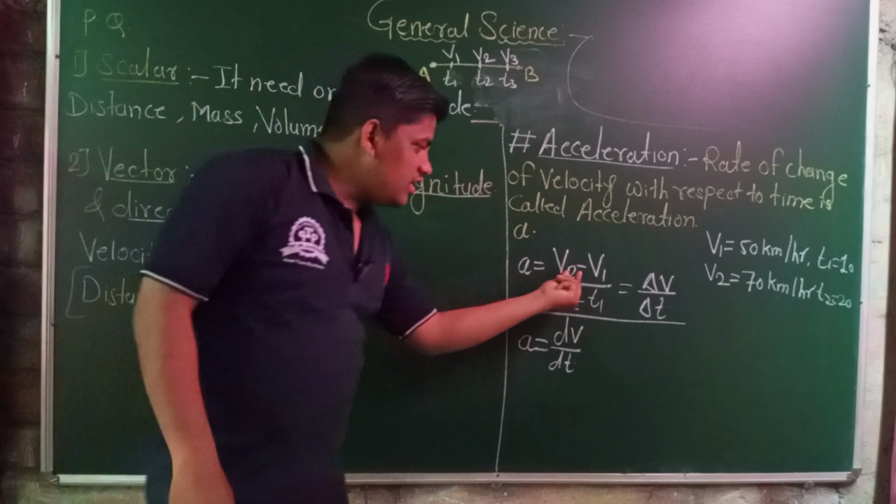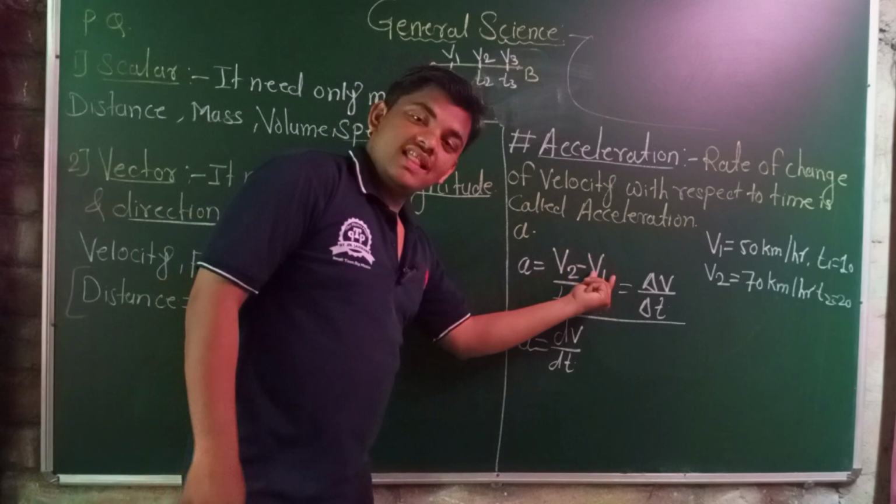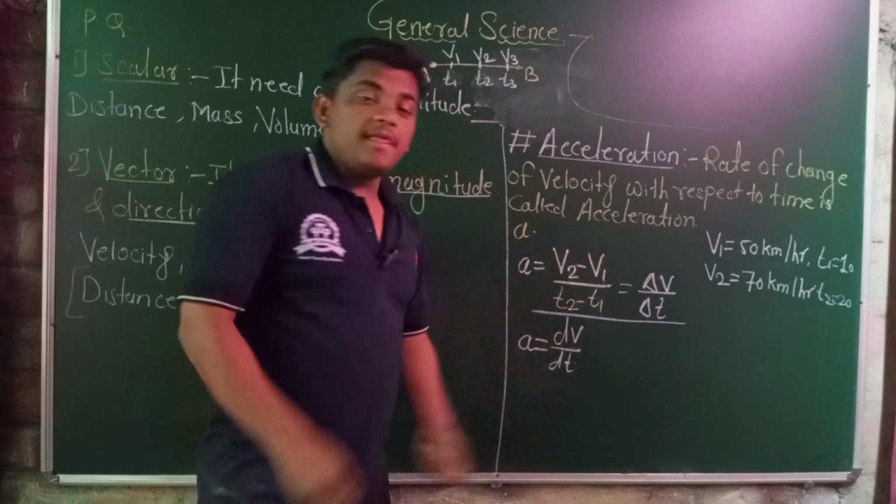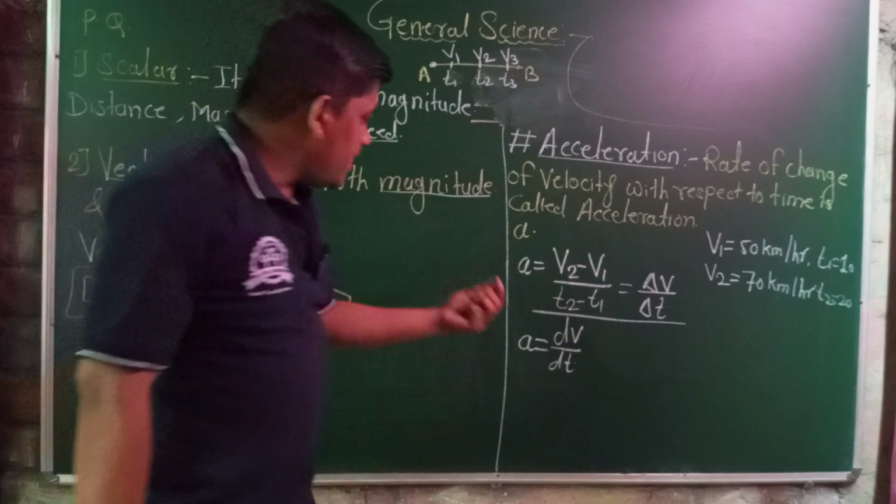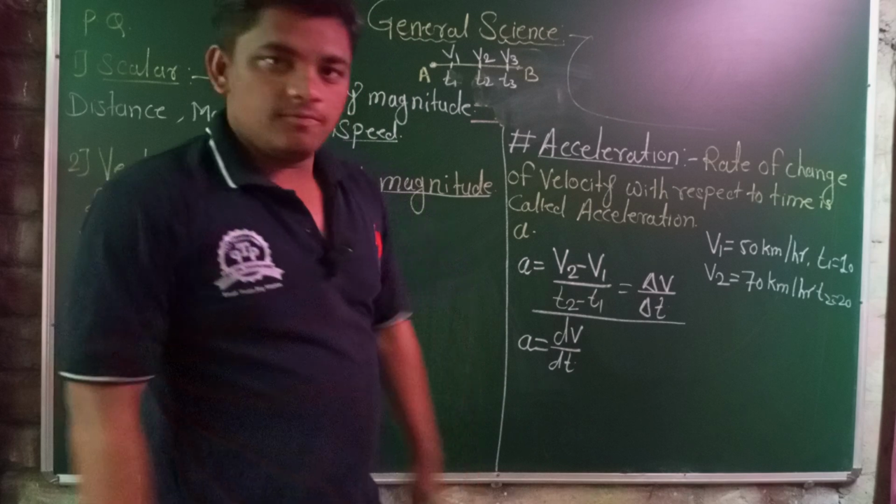The final velocity V2 is less than the initial velocity. It means the numerator is a negative value. Then the acceleration must be negative.